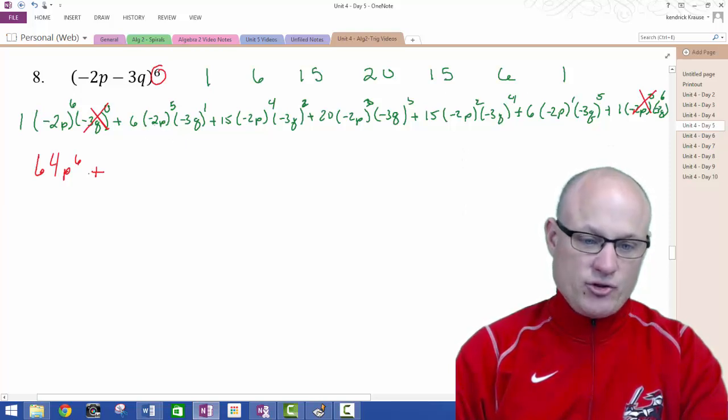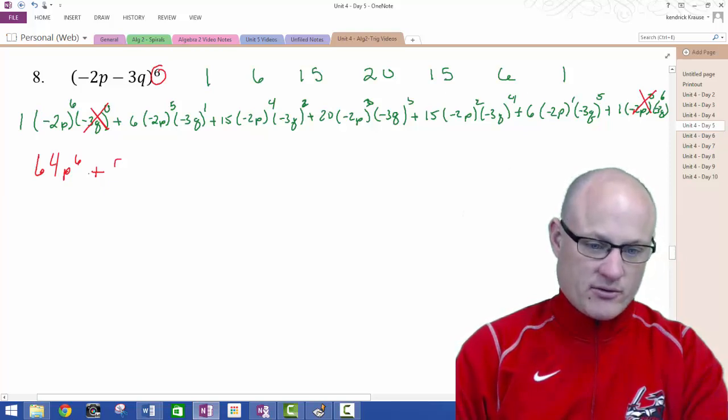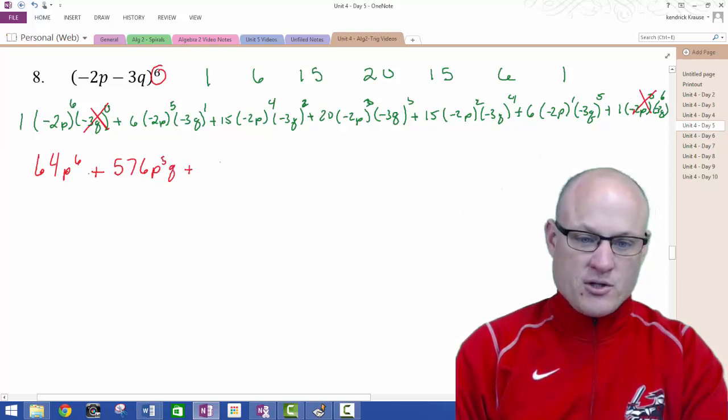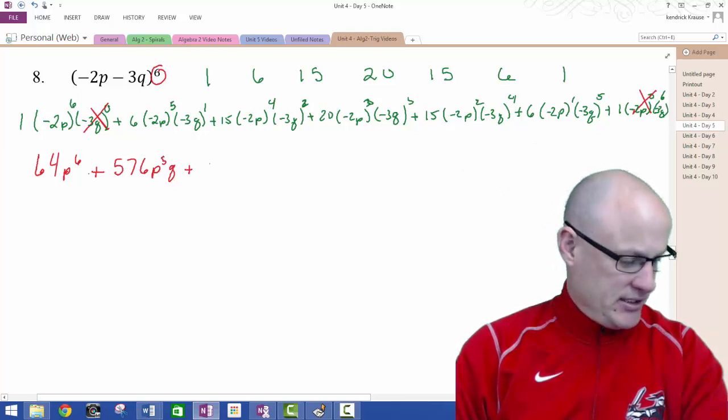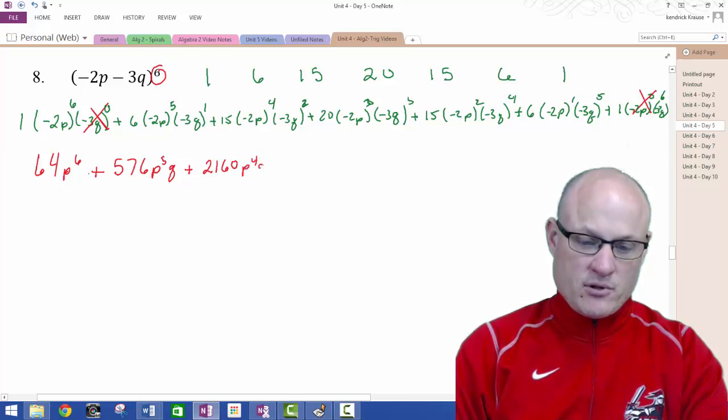Negative 2 to the 5th power is negative 32, times negative 3 is 96, times 6 is 576. Again, I'm going to cheat a little bit so we can get through this. 576, p to the 5th, q. Plus. Negative 2 to the 4th is 16. 16 times 9 times 15 is 2160. 2160 p to the 4th q squared.